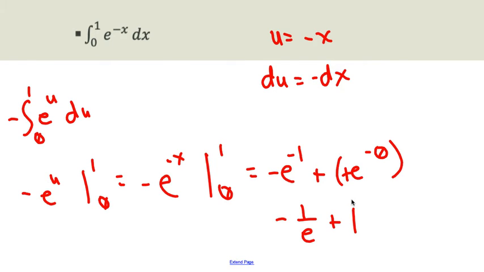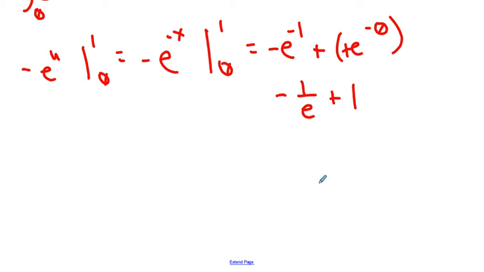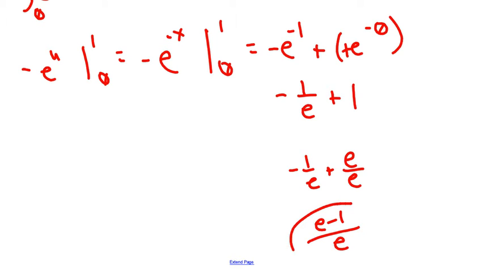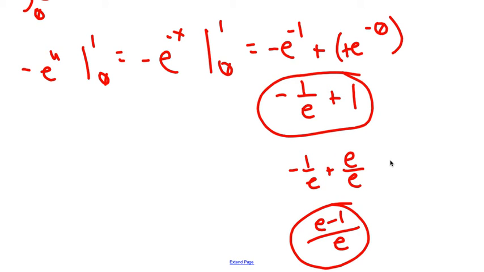So you could leave your answer like that, or you could say negative 1 over e plus e over e. So e minus 1 over e, whatever, it doesn't really matter. They're all the same thing. You'd probably see your answer written like that, but you might see it like this on the AP test. They're both the same thing.